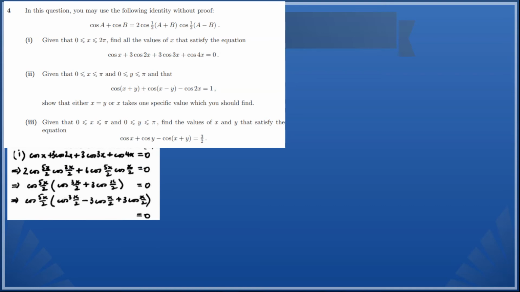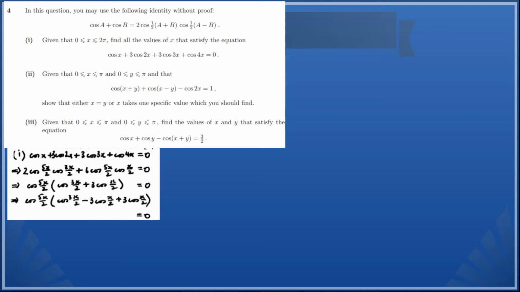By using the identity that it's given you in the beginning, we can very quickly deduce with some number crunching that 2 cos 5x/2 cos 3x/2 plus 6 cos 5x/2 cos x/2 equals 0. There we can see that we've got a factor of cos 5x/2. We can take that out, and that of course still equals 0. Then we finally end up with cos 5x/2 times the bracket cos 3x/2 plus 3 cos x/2 equals 0.